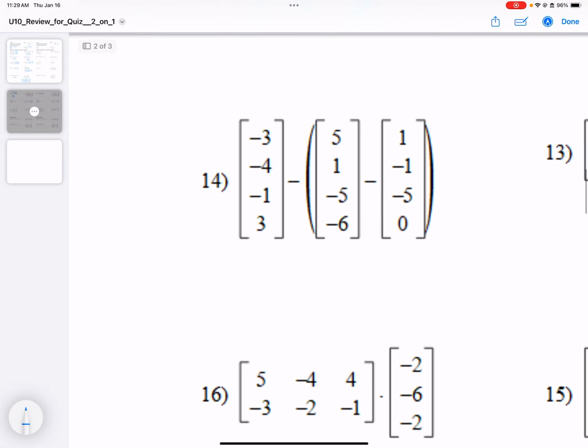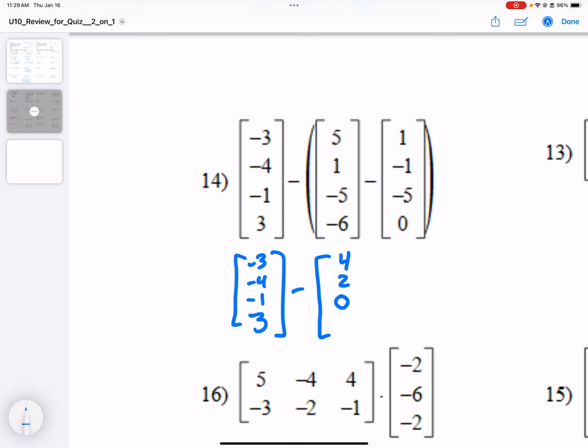Number 14, we've got parentheses around the third and fourth ones and a subtraction, so we need to take care of the parentheses first. So minus, we got a minus there, so 5 minus 1 is 4, 1 minus negative 1 is 2, negative 5 minus negative 5 is 0, negative 6 minus 0 is still negative 6.